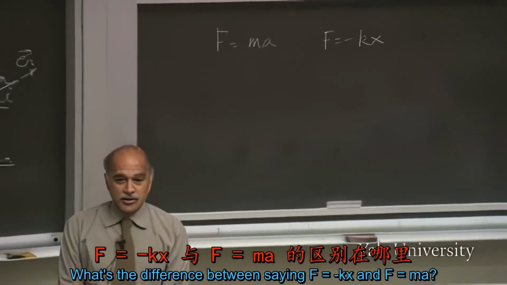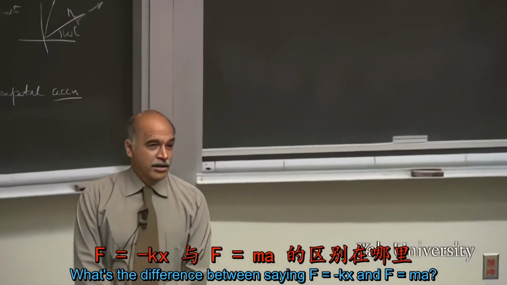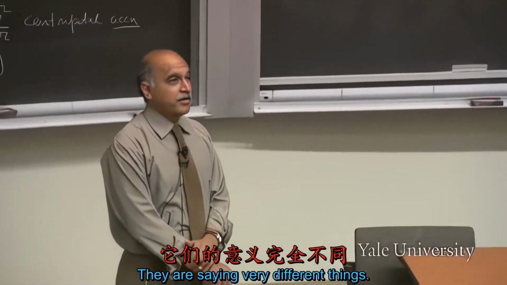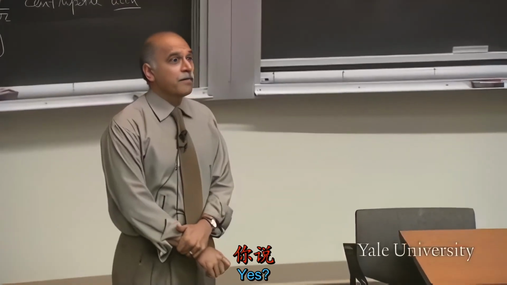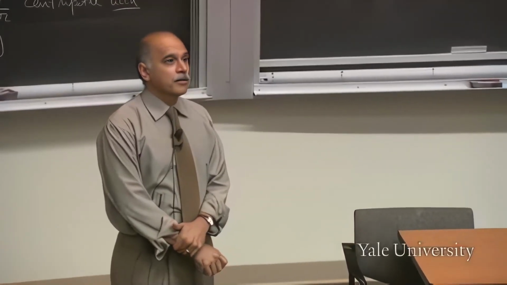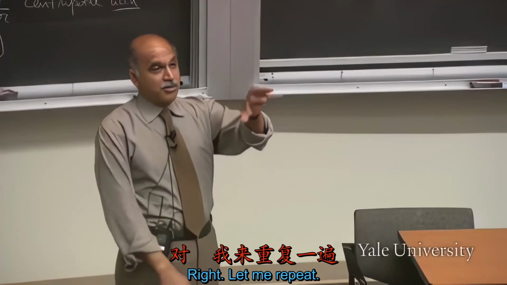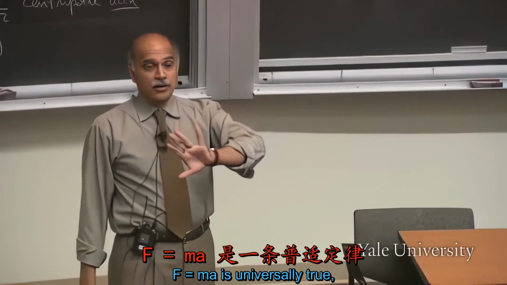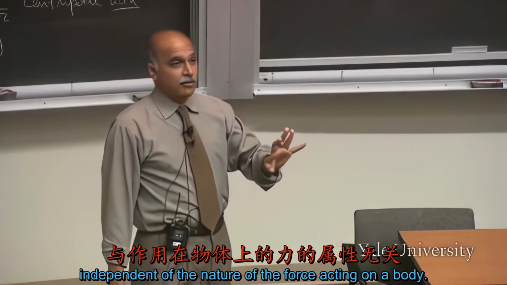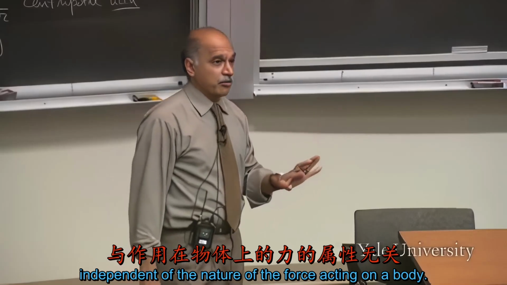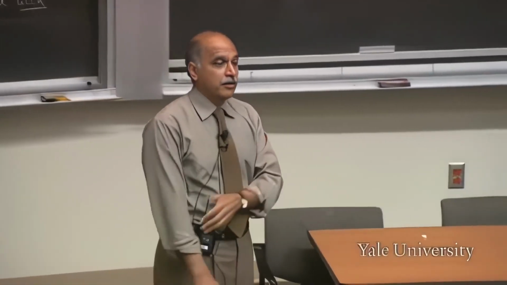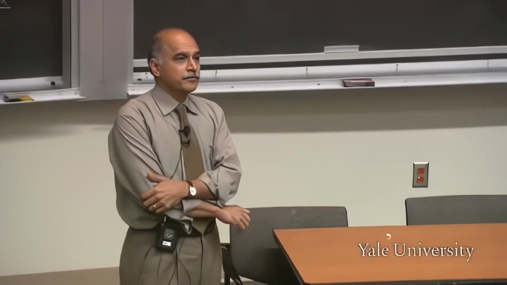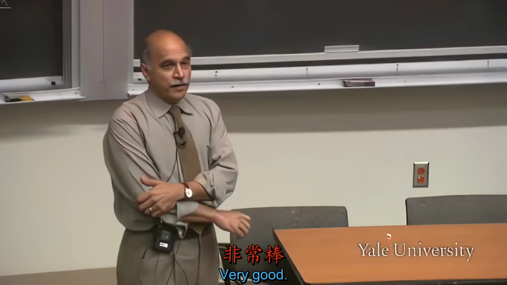What's the difference between saying F is minus kx and saying F equals ma? They're saying very different things. F equals ma is a universal law. Let me repeat: F equals ma is universally true, independent of the nature of the force acting on a body. And F equals negative kx is only describing how a spring works. Very good. That's the whole point.